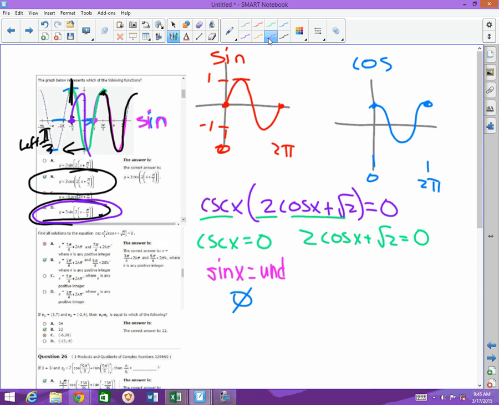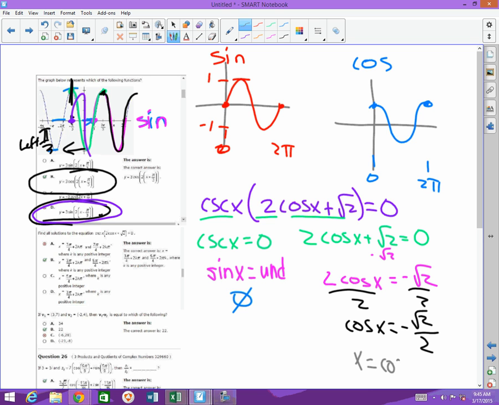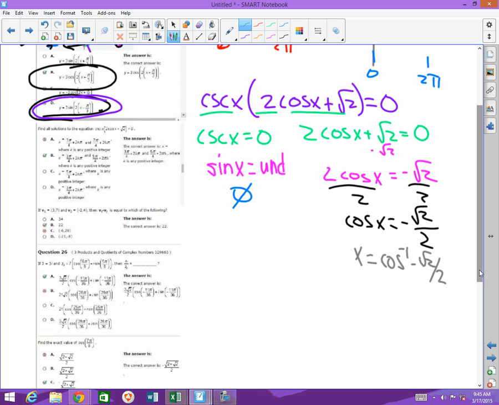Here we have 2 cosine x plus square root of 2, so if you first subtract square root of 2, you'd have 2 cosine x equals a negative square root of 2, and then you would divide by 2 and get cosine of x equals a negative square root of 2 over 2. And then if you take the inverse cosine, you'd have x equals inverse cosine of a negative square root of 2 over 2. And cosine is a negative square root of 2 over 2 right here, which is 3 pi over 4.